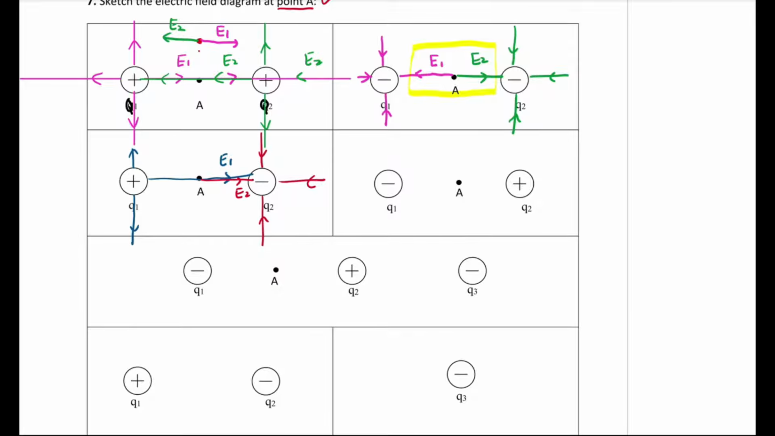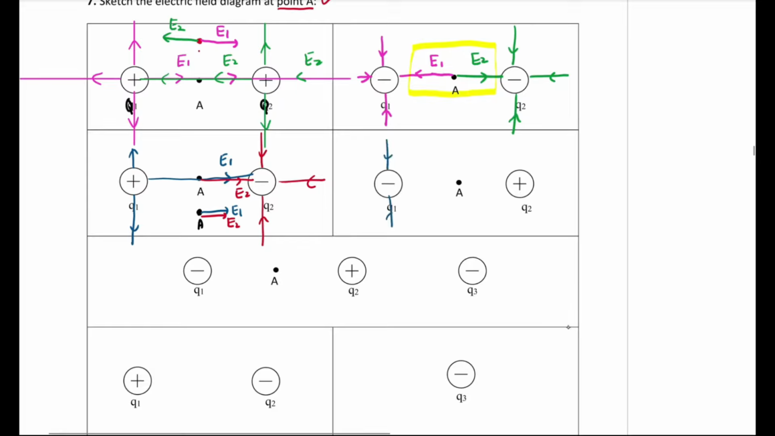E2. Okay, so at point A, E1 is to the right. E2 also to the right. Okay, and then this one.